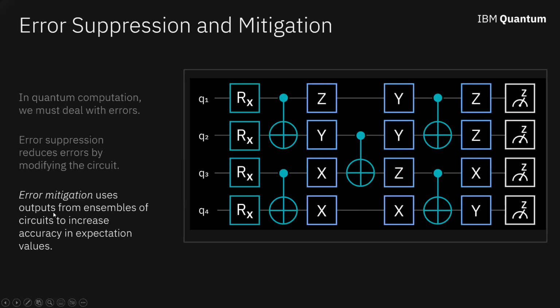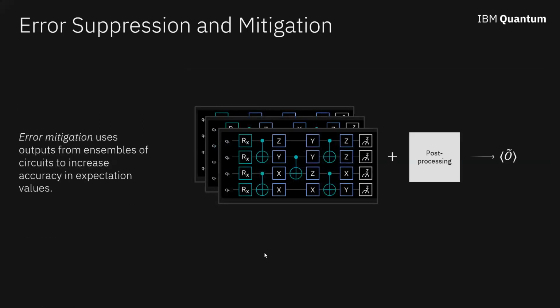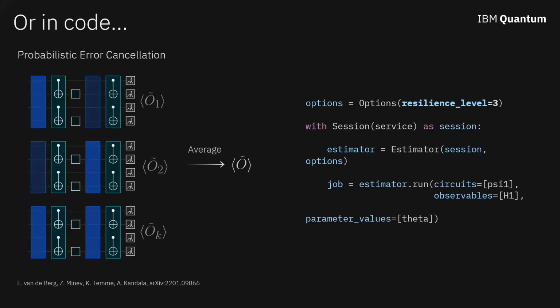And you can see here, it uses outputs of ensembles of the circuits to increase the accuracy of expectation values. So basically, you can see that we are modifying the circuit a little bit, and then we can mitigate those errors in our circuits. And as you can see here on the post processing, using the mitigation and suppression, adding some kind of post processing component, we are then achieving the estimated values of the system.